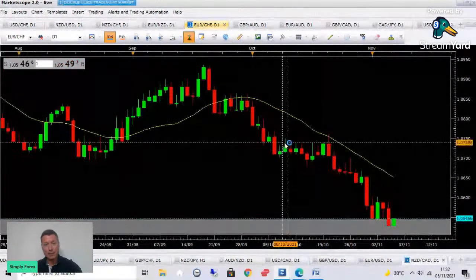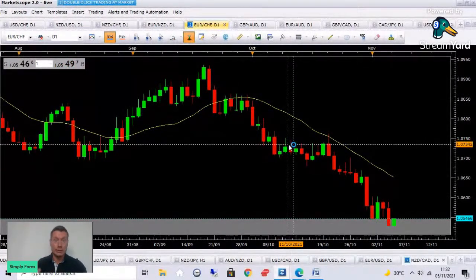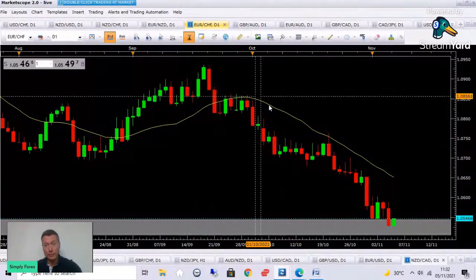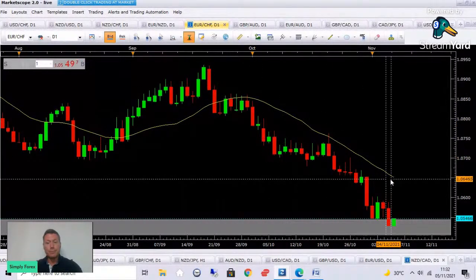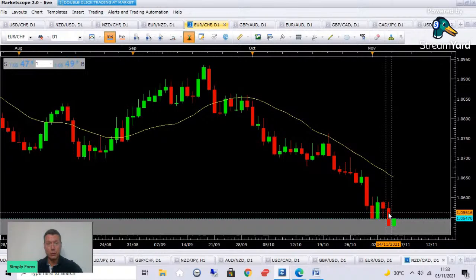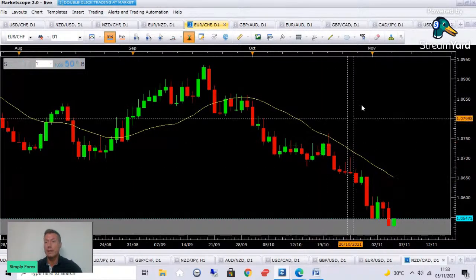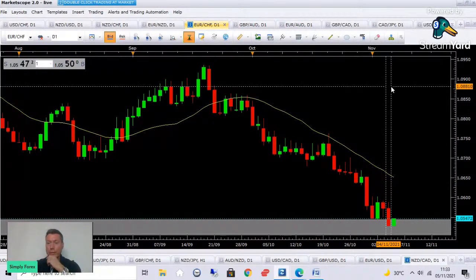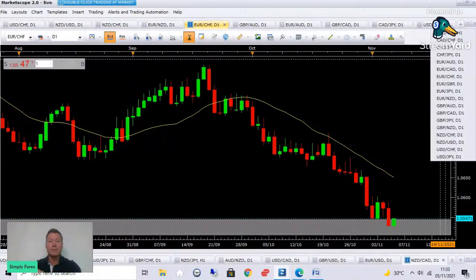Like I say, if I used indicators, which I don't, I just use a simple 20 moving average, an oscillator would tell me that this is oversold. And I don't want to short into this zone, and I don't want to long this candle. So Euro Swiss franc, stay clear of this pair for today, not forever, just today.